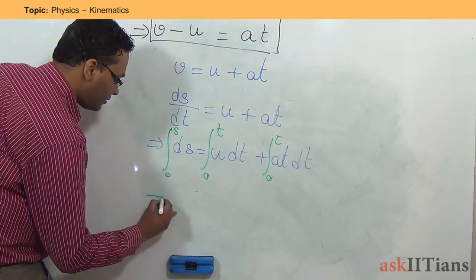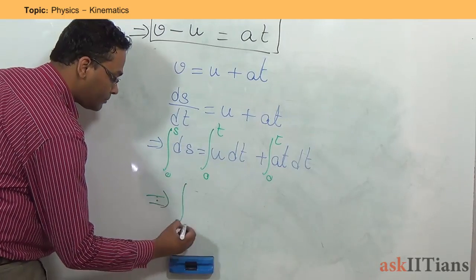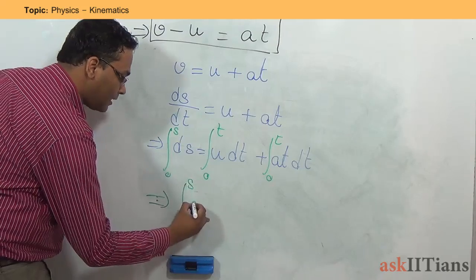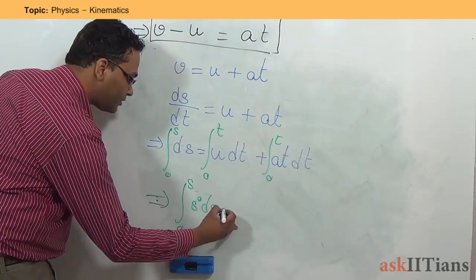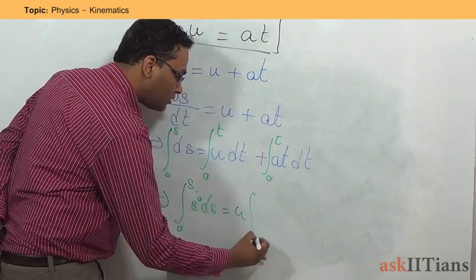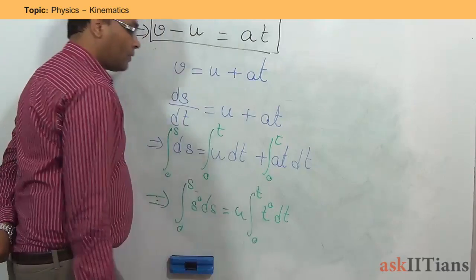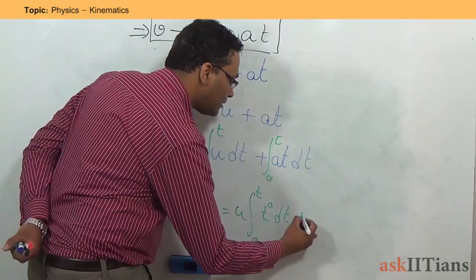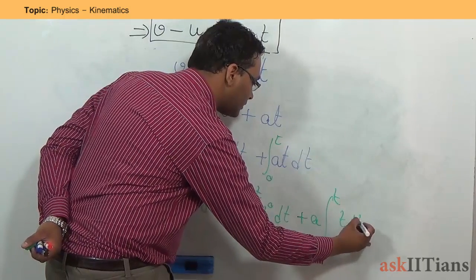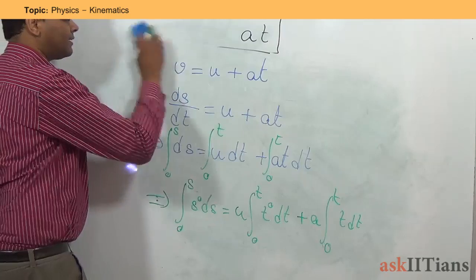Now how to proceed further on here? There is no value like we did previously, so we will simply say 0 to s, and this becomes s raised to the power 0 ds. On the right hand side, u can be taken off, so we can say 0 to t, t raised to the power 0 dt, plus acceleration goes out, we get 0 to t, t dt. Right? Now let's try to integrate and see what we get.